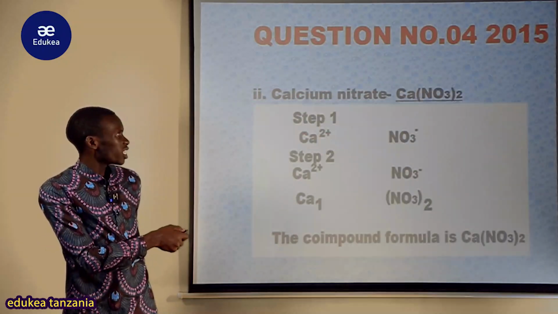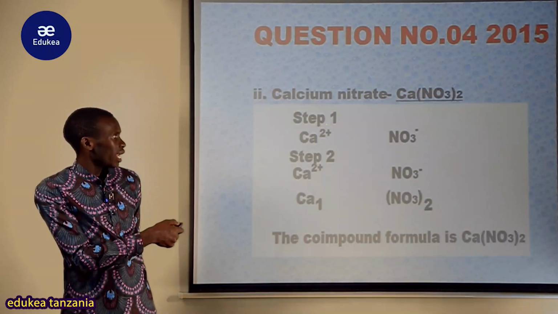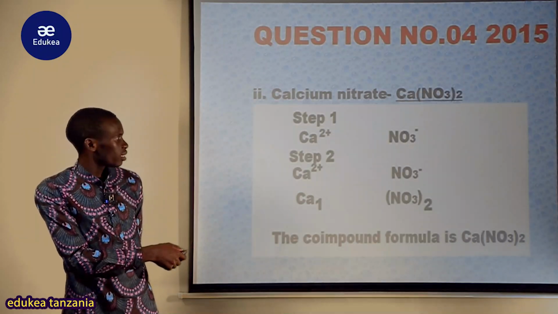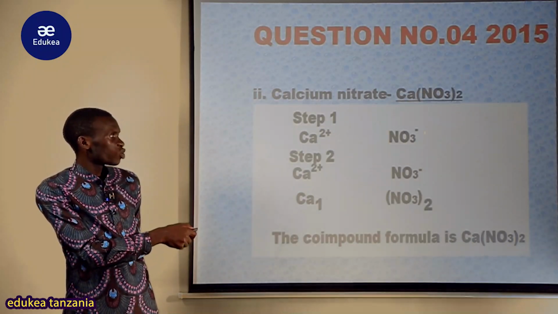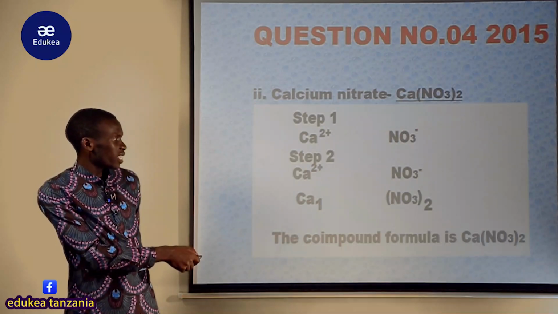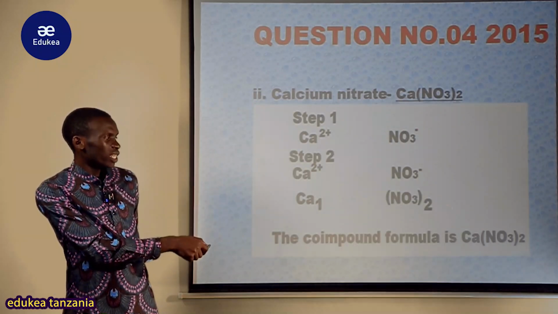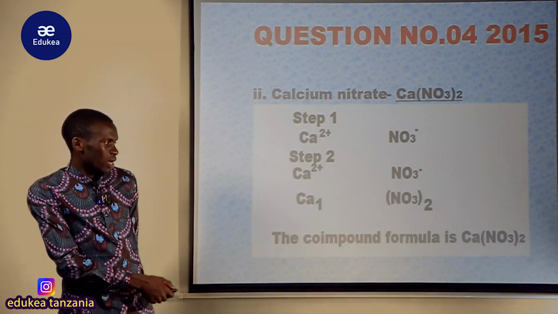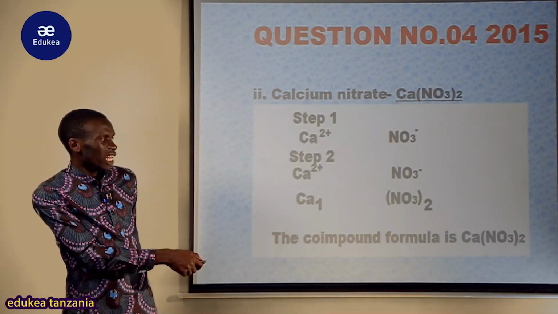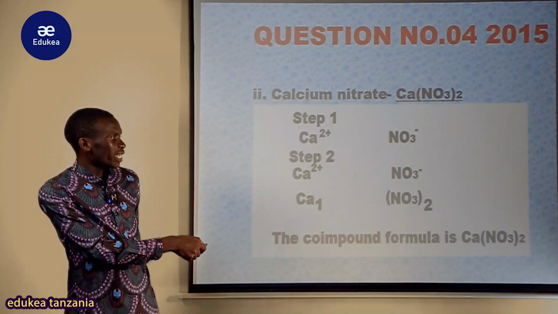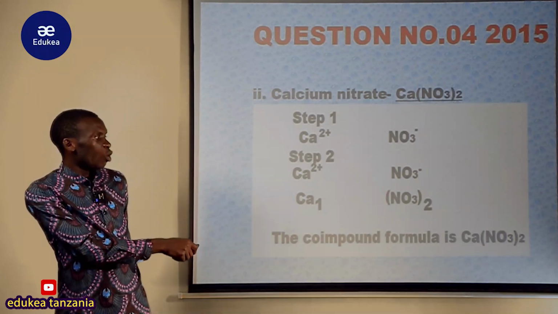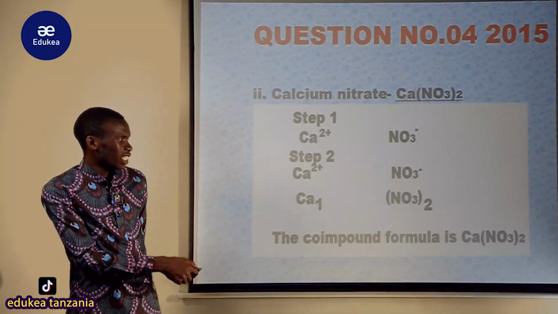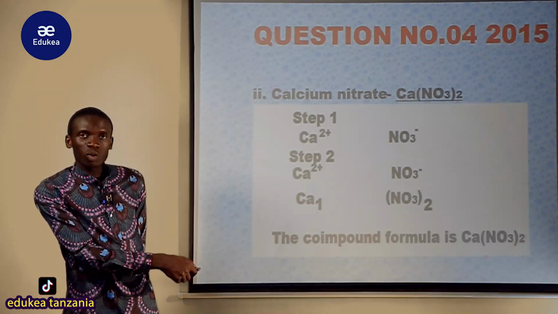And then another is calcium nitrate. For calcium nitrate also, step 1, write the cation and the anion, with valences as superscript. Then exchange the valences, the 2 for nitrate and the 1 from nitrate to calcium. Then we obtain calcium nitrate. Lazima ifungie mabano kwa sababu hii mbili it belongs to all of this N and the oxygen. So formula yake itakuwa ni calcium nitrate na 2 kule pembeni.